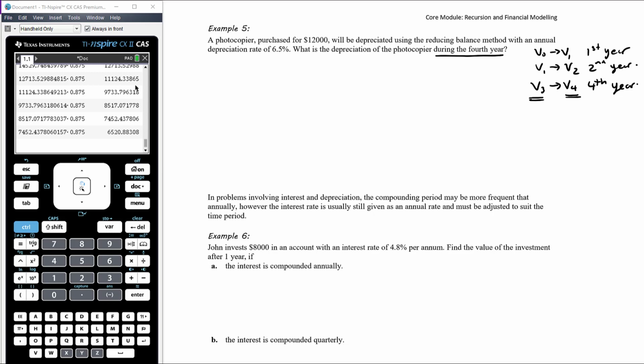Alright, so let's set up a recurrence relation here. V0 is $12,000 for our photocopier. Vn plus 1 is, now we're depreciating by 6.5% every year. So as I said, I always do 100 minus 6.5. 100% minus 6.5% is 93.5%. So I'm ending up with 93.5% of what I had, or 0.935.